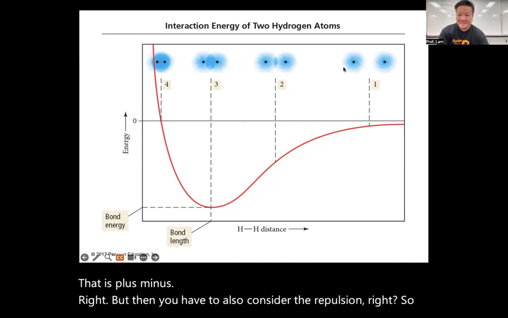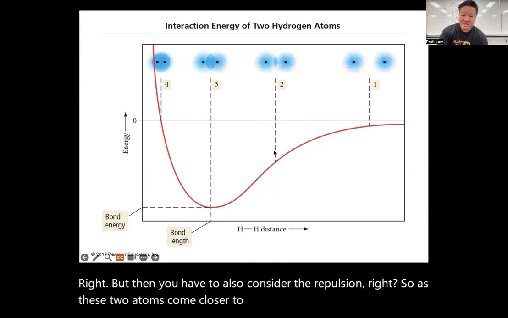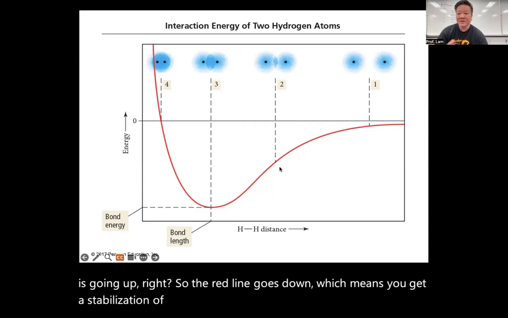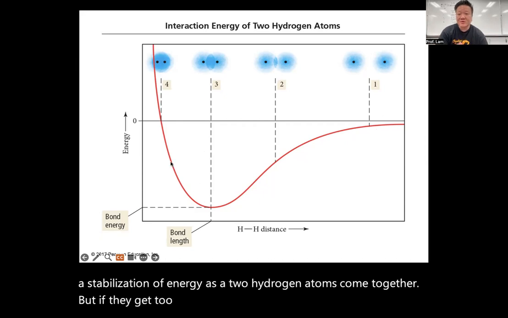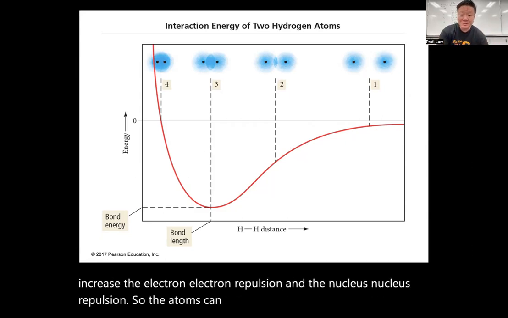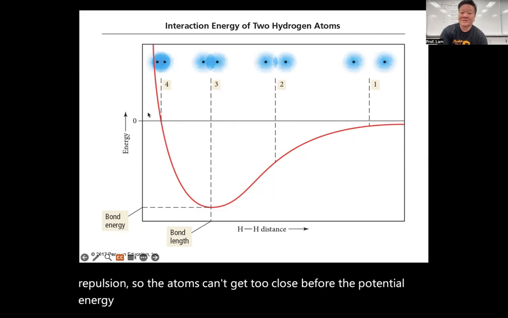As these two atoms come closer together, you see this red line go down, which means you get a stabilization of energy as the two hydrogen atoms come together. But if they get too close to each other, then you increase the electron repulsion and the nucleus repulsion. So the atoms can't get too close before the potential energy rises again.